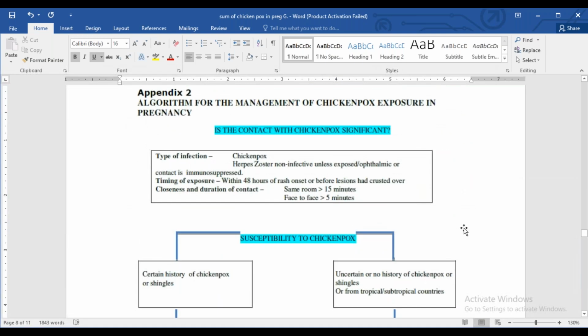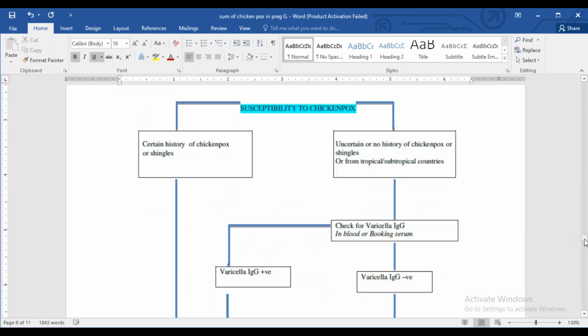Okay. The next part is susceptibility to chickenpox. As we said at booking, we have to check immunity by history. If she has a certain history of chickenpox or shingles, reassure the patient that she has the antibodies. Don't worry about this. If she doesn't have a certain history, or if she is from a tropical or subtropical country, you have to spot whether she's immune or not. So what we are going to do is check for varicella IgG in her booking serum.